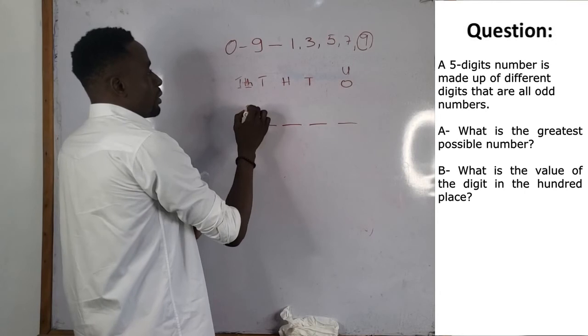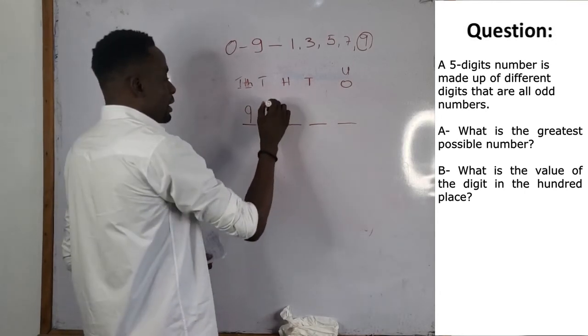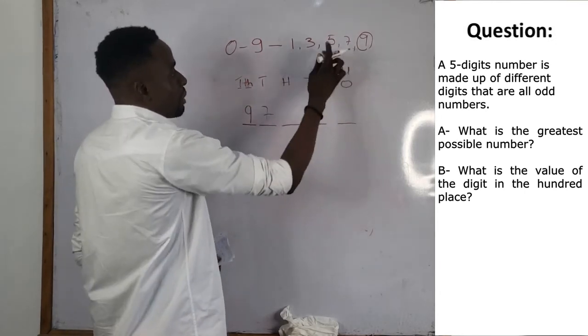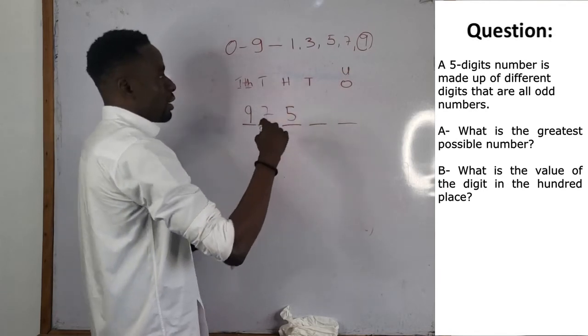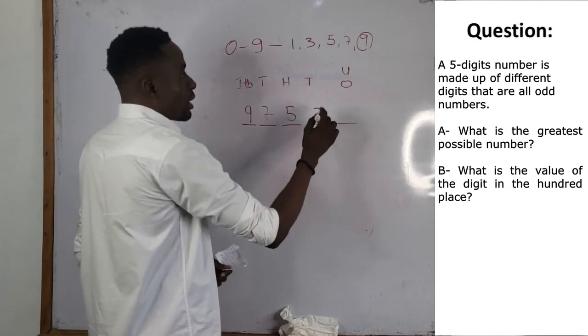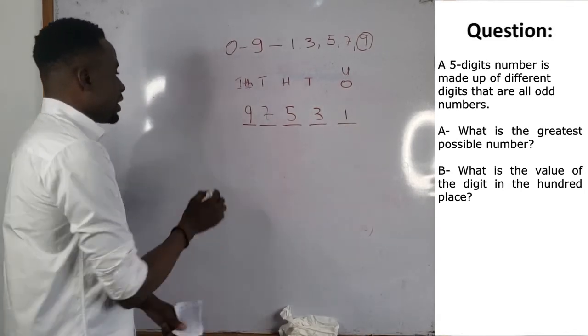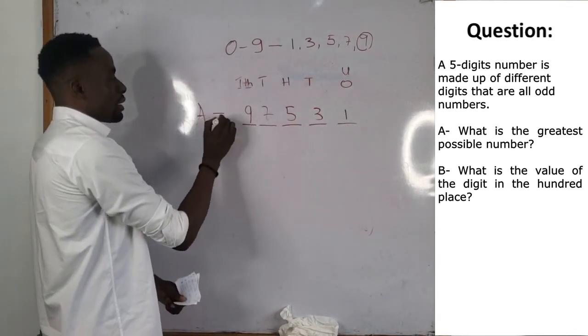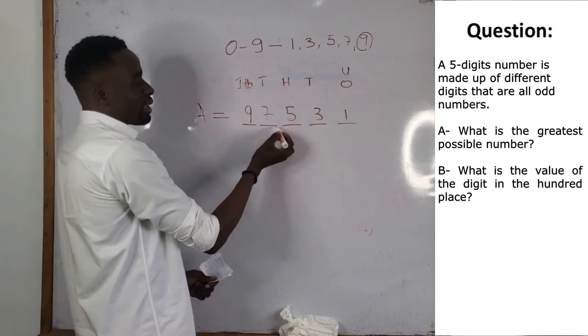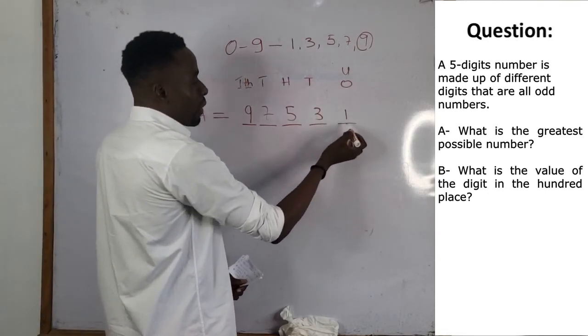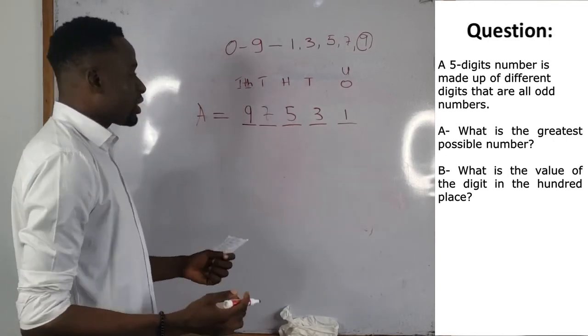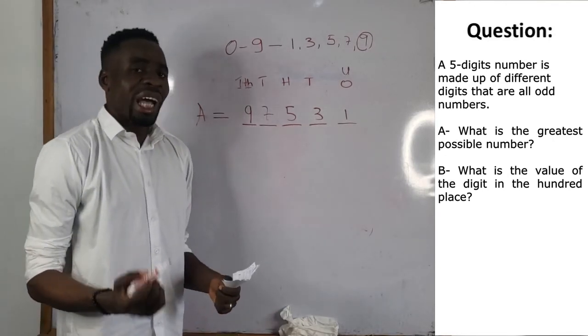Now, my first number is 9. My second number is 7. Which one is the biggest again? 5. Next one, 3. And finally, 1. So, my answer for A is simply 97,531.